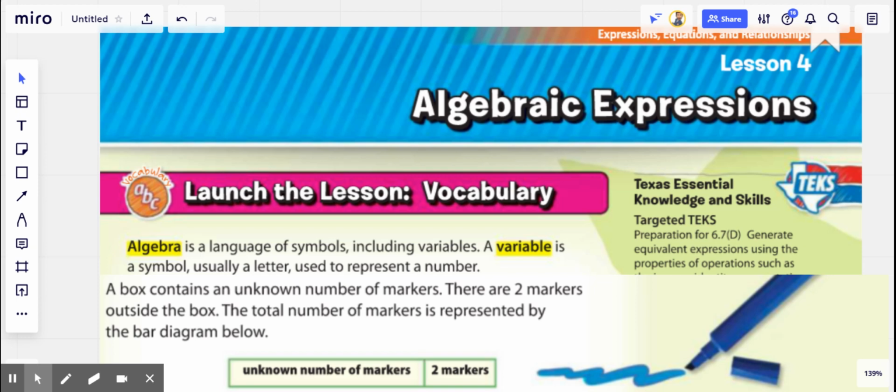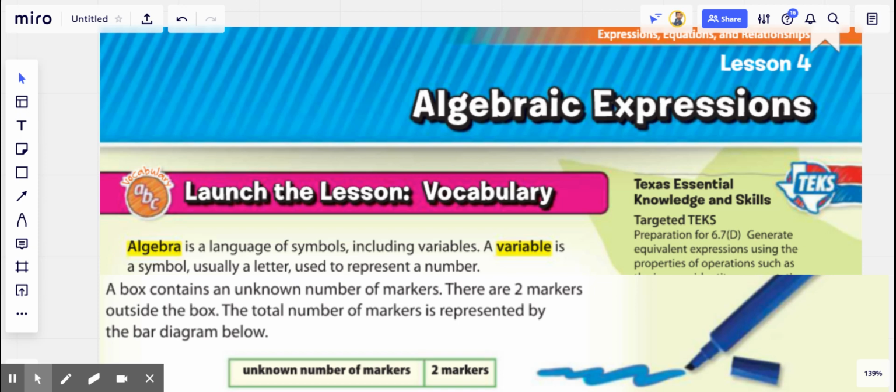We are still in chapter 7, lesson 4, and the topic is algebraic expressions. We have some vocabulary words I want to go over with you. Algebra, you're going to be hearing that word a lot throughout your school years. Some of you will love it, some of you will hate it, and my job is to make it bearable for the ones that hate it, and to try to make it fun for you, okay?